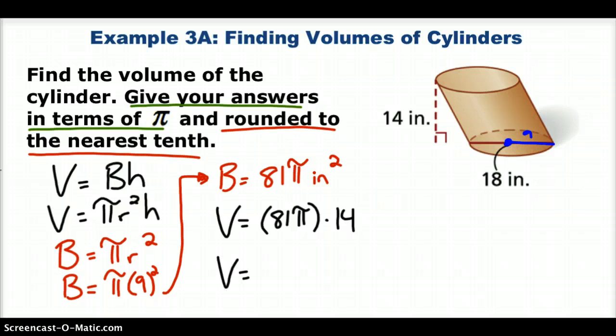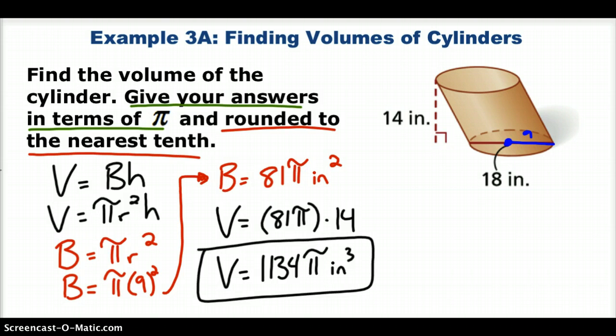They want it in terms of pi. So volume equals, I've got to figure out what's 81 times 14. Well, 81 times 14 is going to give us 1,134. I'm just going to double check this, 81 times 14. Yep, so my volume is going to be equal to 1,134 pi inches cubed.